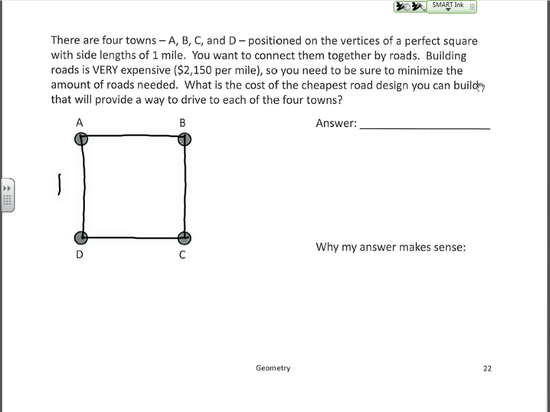We just finished up a unit on squares, so kind of think about the different characteristics, different properties of a square, and the least amount of roads. And what is the cost? The ultimate question is what is the cost?